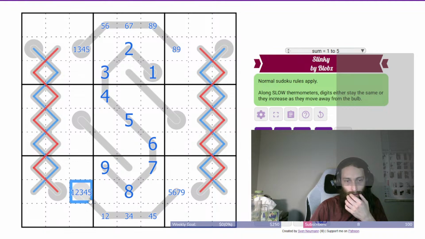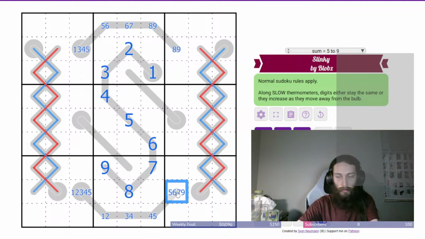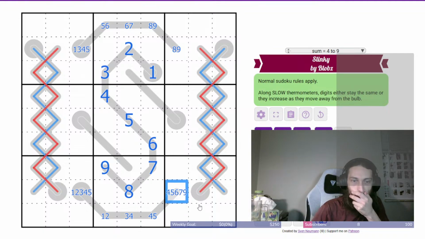So this would go 1, still 1. It can't be 2, but it could be a 3. So this can be 4. And this could still be a 4. We've got 4, 4, 3, 1, 1.